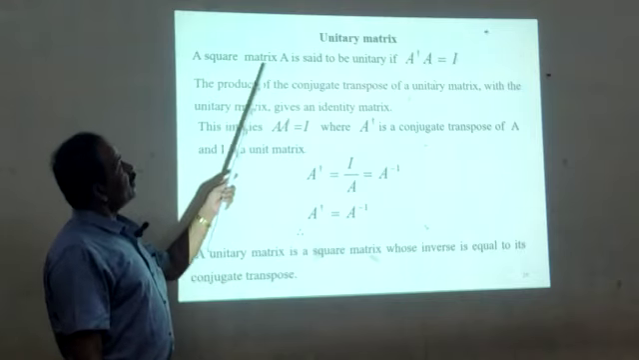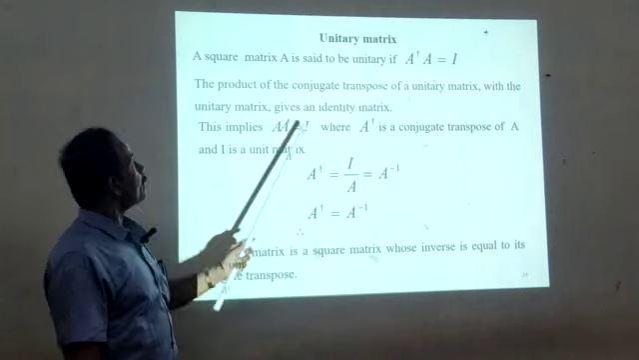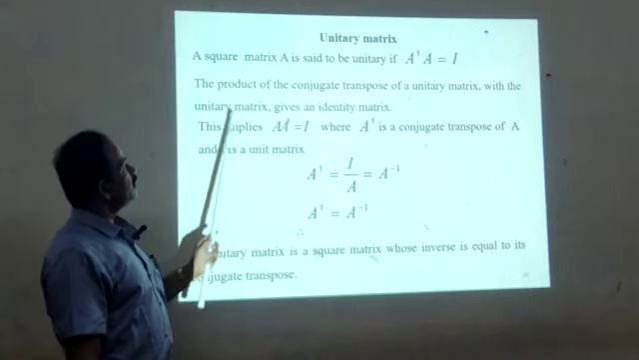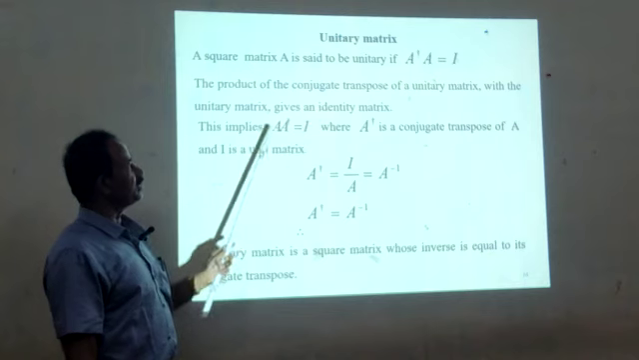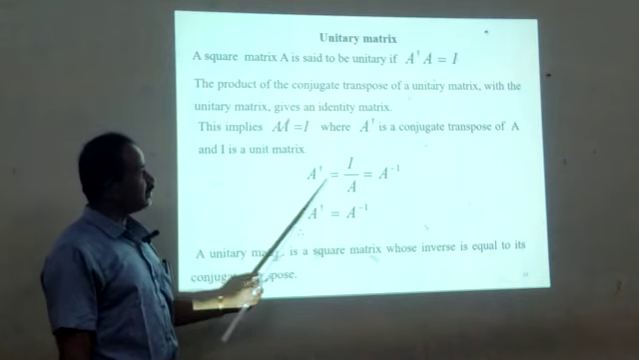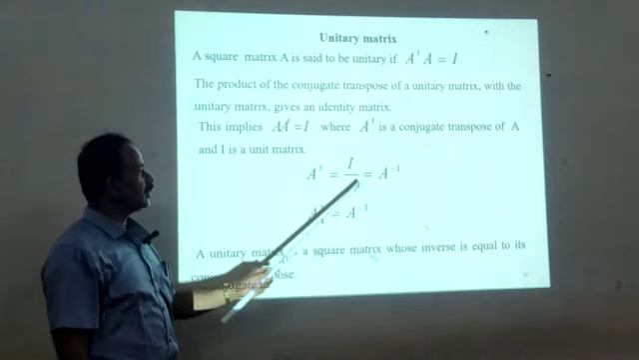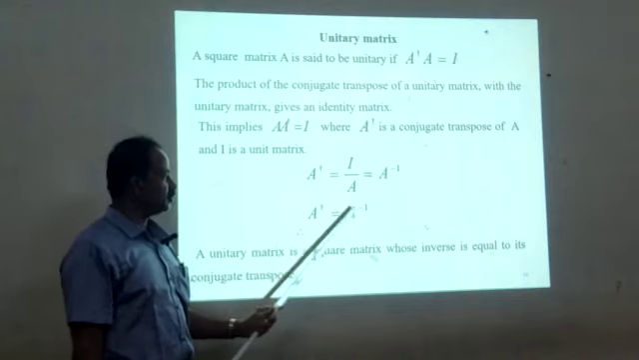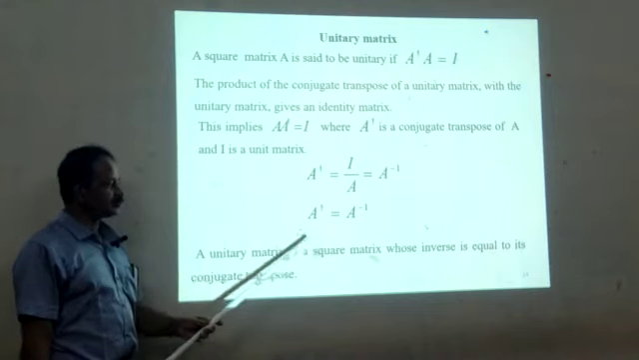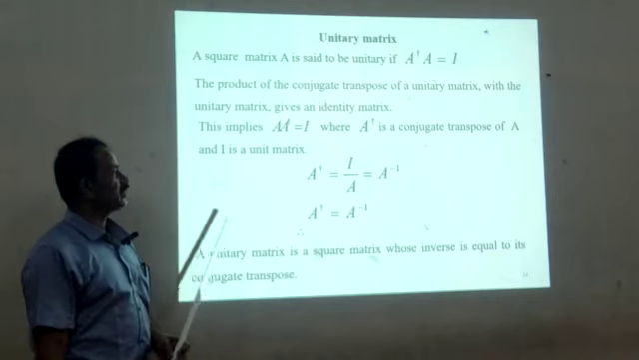For example, a square matrix A is said to be unitary if A dagger A equals I. The product of the conjugate transpose of a unitary matrix with the unitary matrix gives us the identity matrix. So A dagger A equals I, so A dagger equals I divided by A. You just bring it to the numerator, we have A inverse. So A inverse equals A dagger. So a unitary matrix is a square matrix whose inverse is equal to its conjugate transpose.